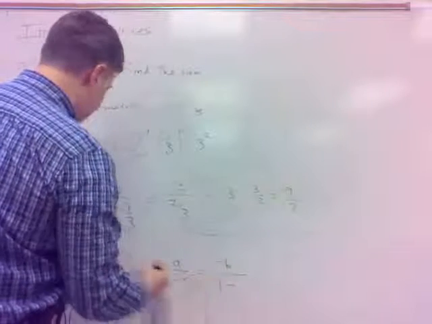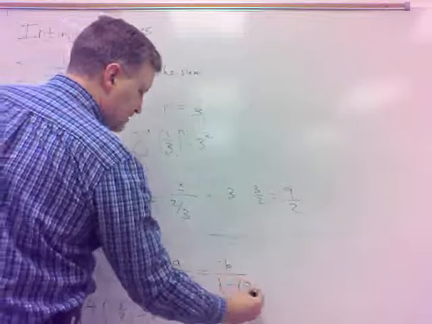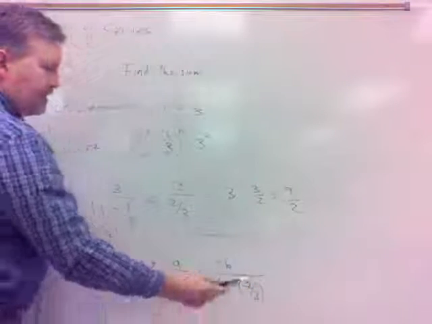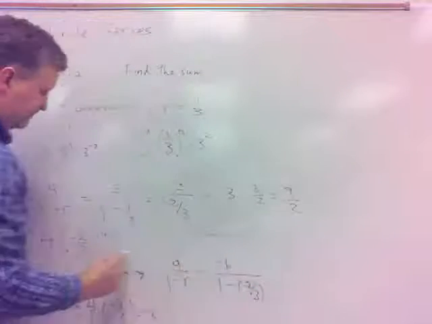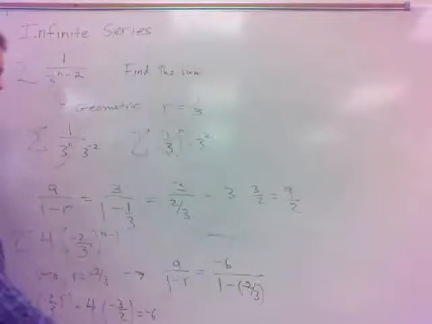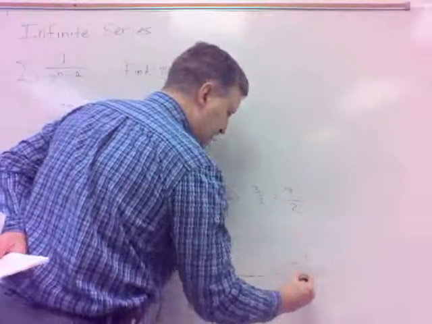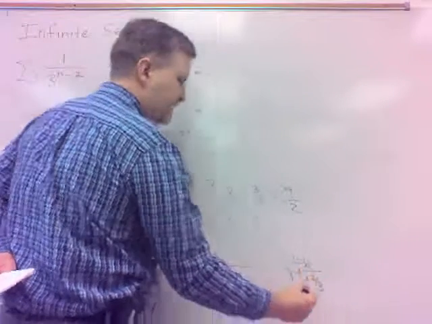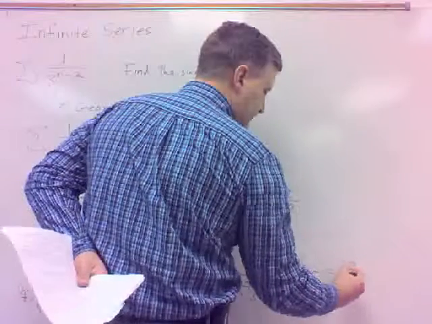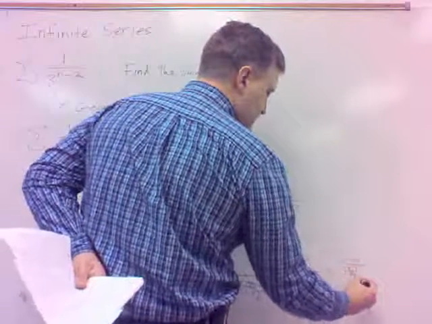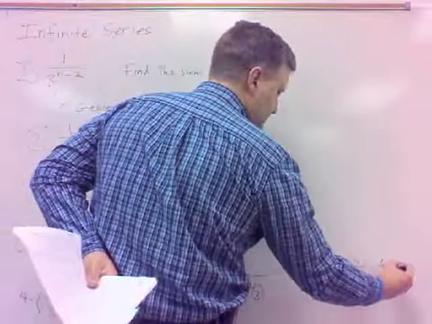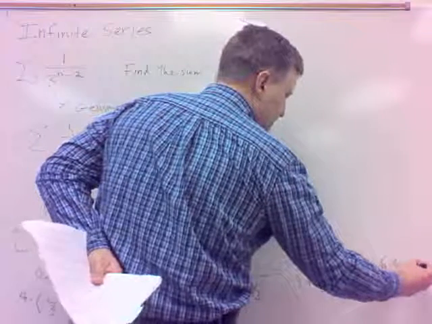1 minus, the r is -2/3. That's why I wanted to mention this one. I've got -2/3 is r. The whole thing is r. So that'd be -6 over 1 plus 2/3. So you wind up adding. In that case, we get 5/3, which is -6 times 3/5, which is -18/5.